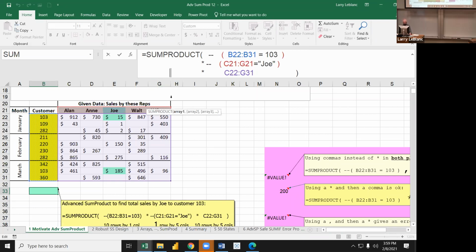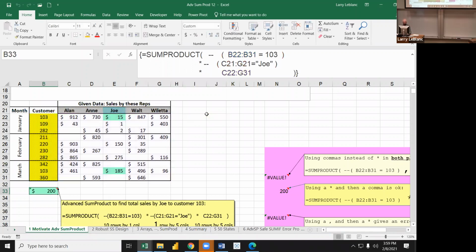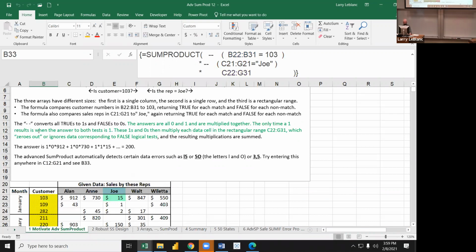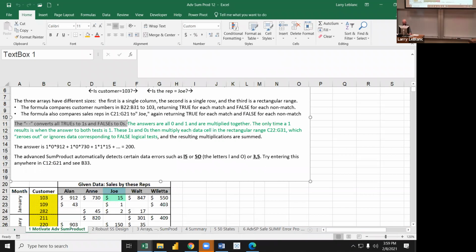Similar concept. Once again, C to G21 is a bunch of labels. C to G21 equals Joe is a bunch of trues and falses. The first minus converts true to -1. But I don't want -1, I want +1. So I use minus minus. All right, we get a bunch of zeros. Oops, I'm in edit mode. The minus minus converts all trues to 1s and falses to 0s. The answers are all 0 and 1 and are multiplied together.